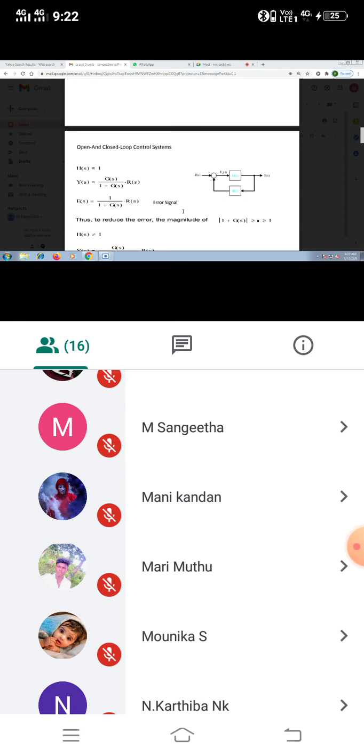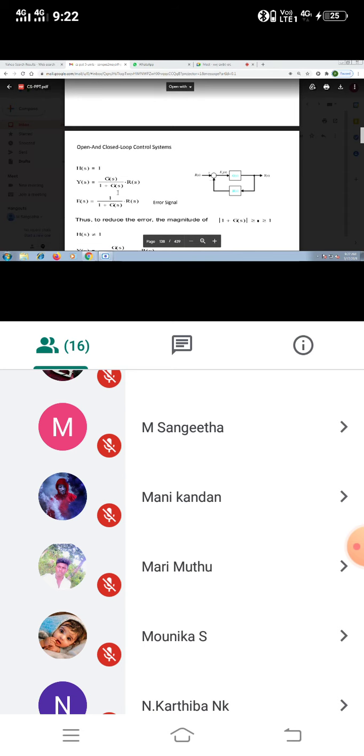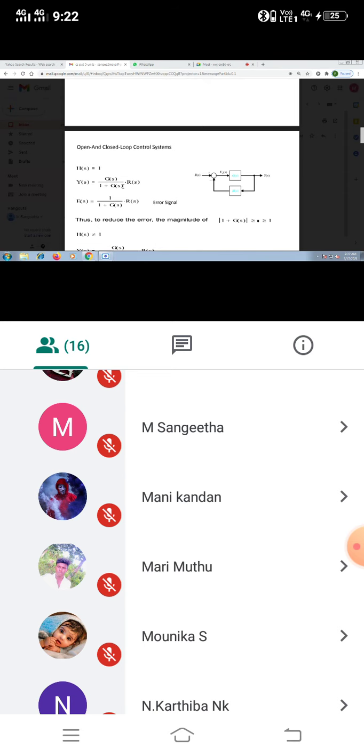If there is no feedback across this feedback connection, we can put H of S equal to 1. Substituting this value into the negative feedback loop, we get G of S by 1 plus G of S into R of S.